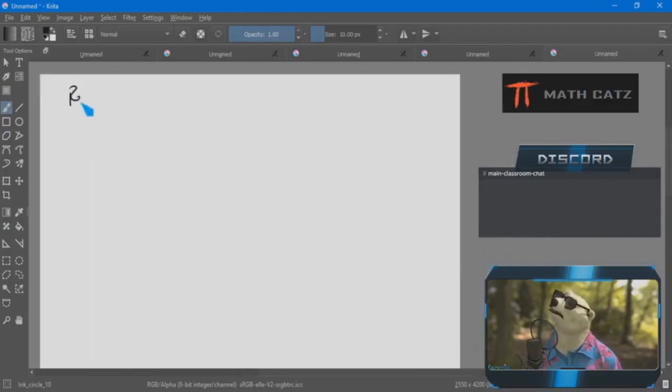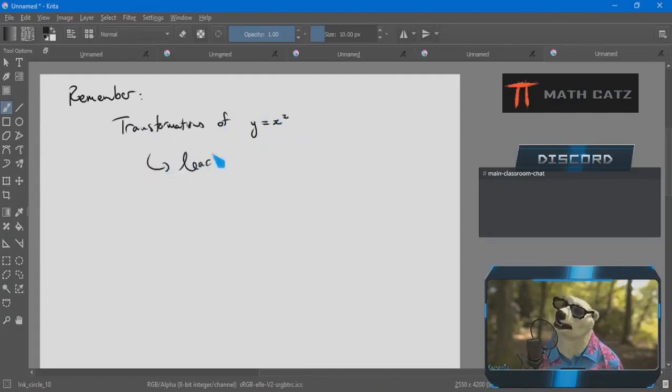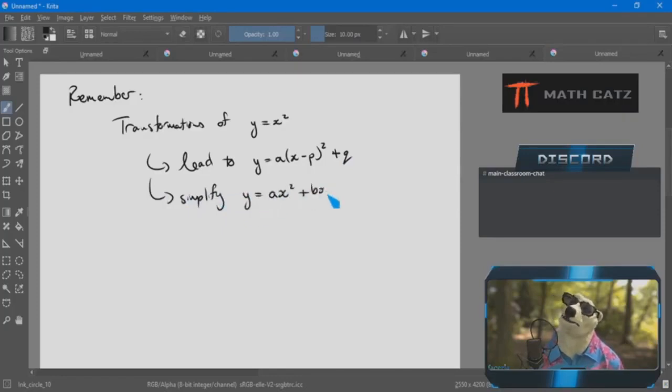So, just like if I remember, I had my transformed, let's say it like this, transformations of y equals x squared can lead to, when I simplify it, well, when I look at the transformation version, a(x minus p) squared plus q, and when I simplify it, I have the general form y equals ax squared plus bx plus c.